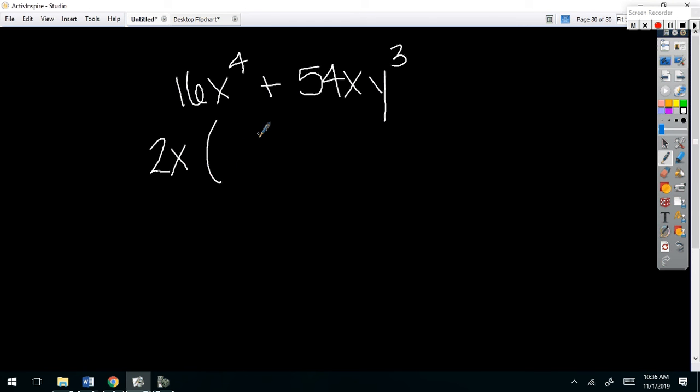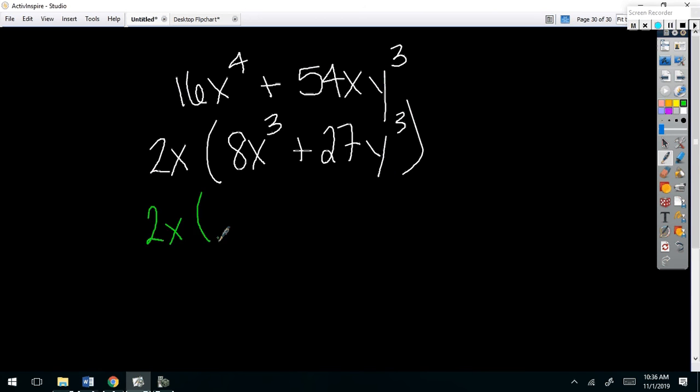What's left in the first one? 8x cubed plus 27. So now look at what's in parentheses. Now they're both perfect cubes, right? And once you factor it, you just put the 2x in front. It stays. Little, big? What goes in the first spot? 2x. Yep.